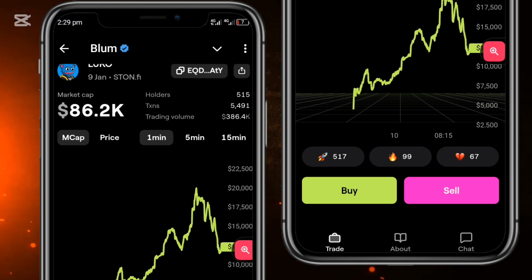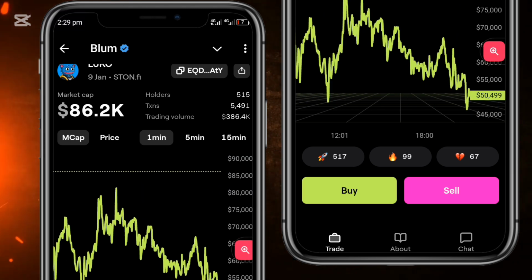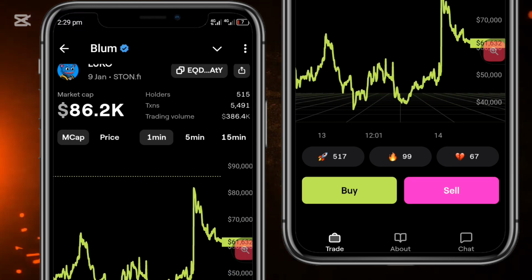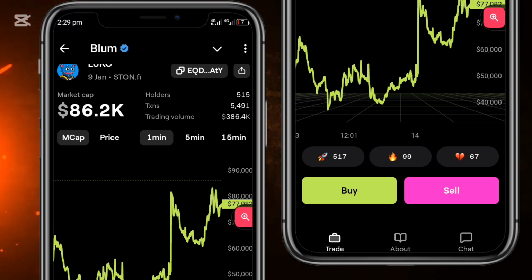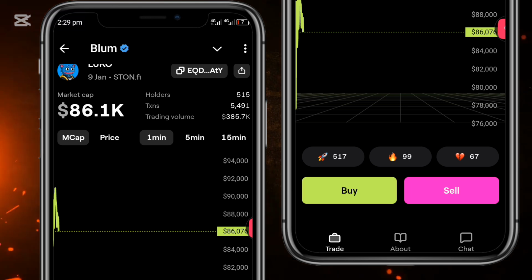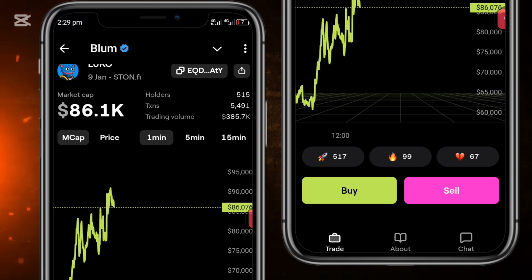Now, if I scroll back to where it is right now, from 6,000 market cap, you can see that it is currently at 86,000 market cap. This afternoon it was actually at 77,000 market cap, but right now it has increased to 86,000 market cap. So you can see the token is gradually skyrocketing.